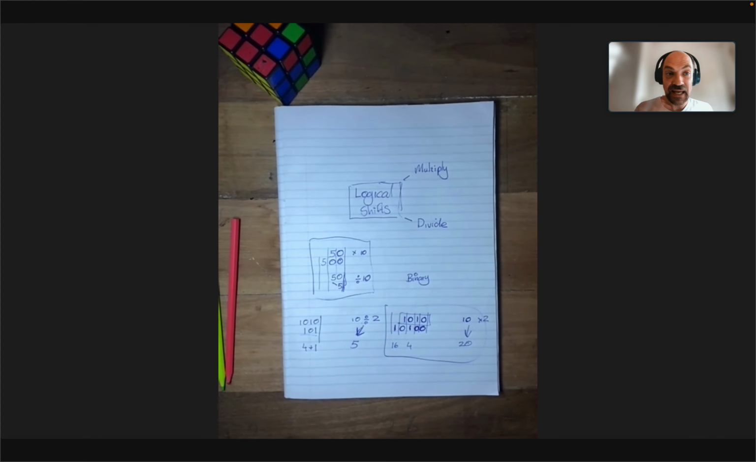Okay, so now that we've got all the maths out of the way, we can finally talk about how we represent data in binary, seeing as that's the way computers store information. All right, see you in the next lesson.